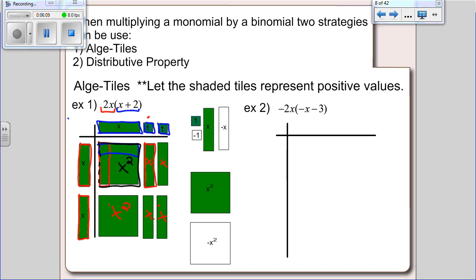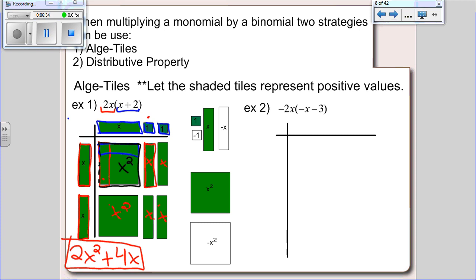So my solution to this question would be, I have 2x squareds, right, 2 of the big guys. And then I have 4 little x's, and they're all positive, so it's plus 4x. That would be my answer after I multiplied my monomial by my binomial, using algebra tiles.